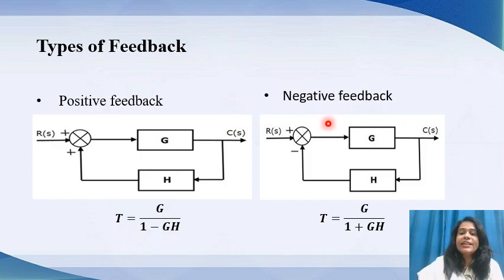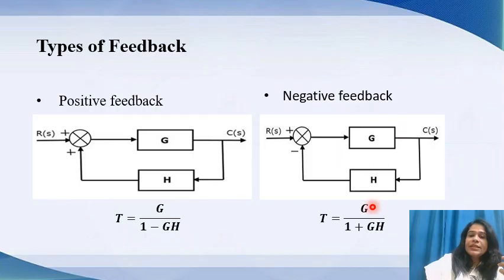And next is the negative feedback. Negative feedback control system, the set point and output value are subtracted from each other as the feedback is out of phase with the original input. The effect of negative feedback is to reduce the gain, and T equal to G upon 1 plus G of H.